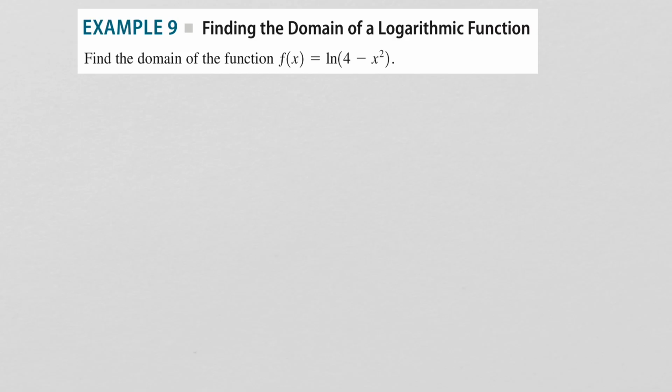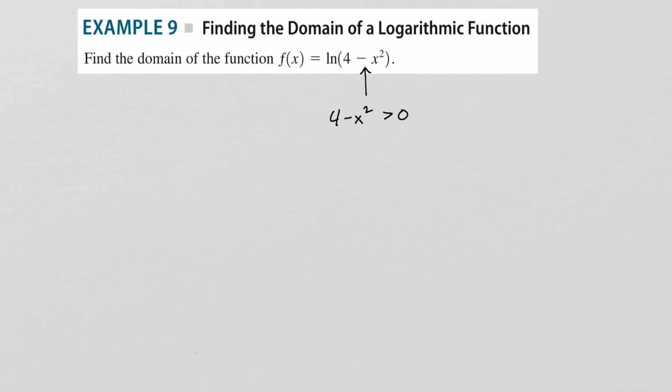And finally, we have finding the domain of a logarithmic function. In this case, we have f of x is the natural log of 4 minus x squared. We need to remember that whatever is inside of the logarithm must be a positive number. So 4 minus x squared must be greater than 0. Now, how do we solve this? Well, there's a couple of different ways we can solve this.